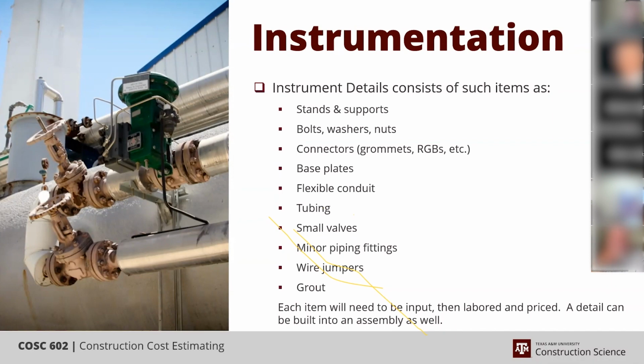Every one of them. Now, standard items that you'll find in the instrument details. You've got stands, supports, bolts, washers, nuts, connectors, base plates, flex. I'm noting flexible conduit. You could have rigid conduit, but most examples are flexible. Tubing, small valves, they're all going to be 1/2 inch, 1/4 inch. They're not going to be too many large valves because those are in the piping system. Minor piping fittings, wire jumpers, and even grout.